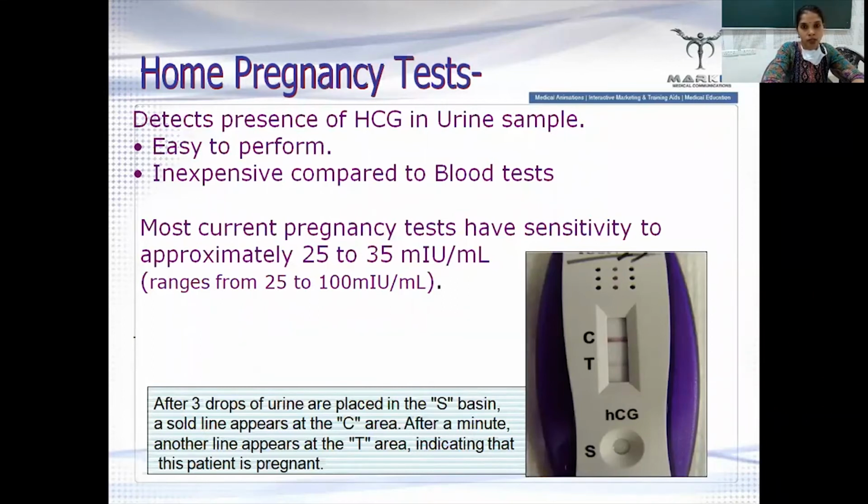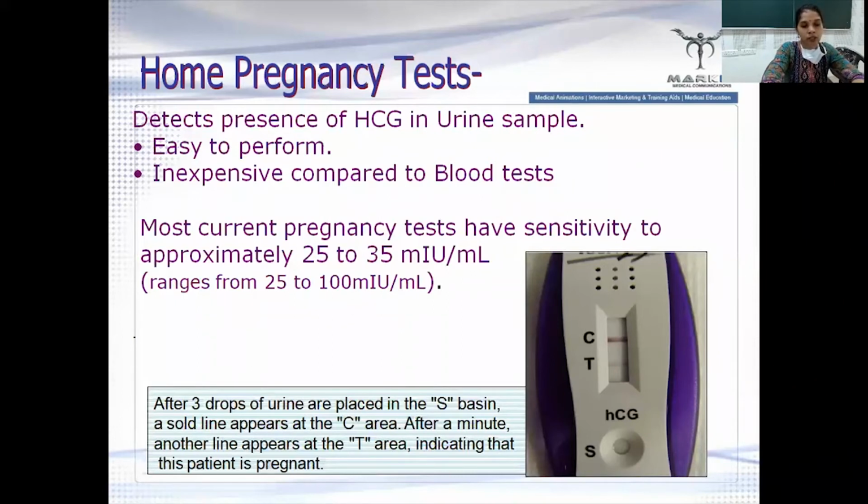As a medical student, neighbors may come to you and ask, can you check the pregnancy because I missed my period? So it is easy to perform. Open the kit and place 3 drops of urine in the S well of the kit, and a solid line appears at the C area. For every test, it will come. After a minute, another line appears at the T area, which indicates the patient is pregnant.